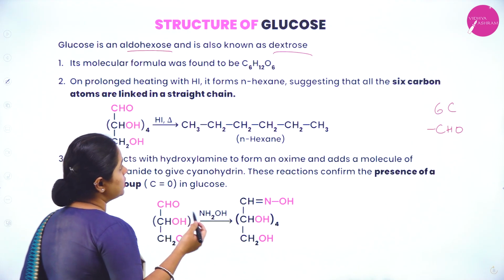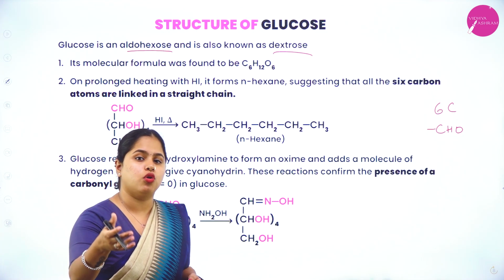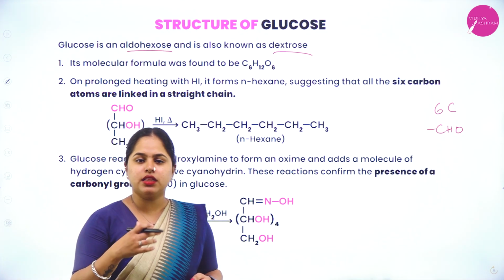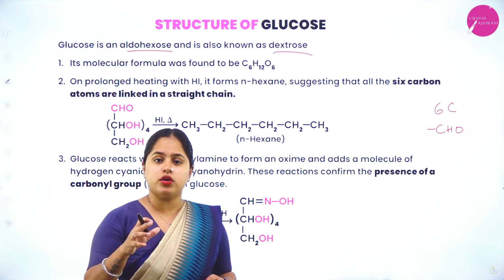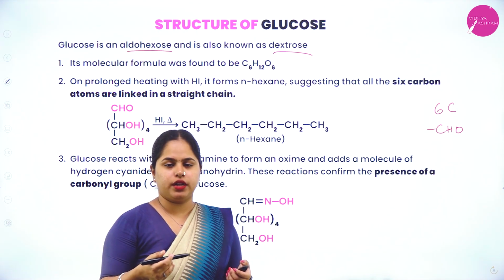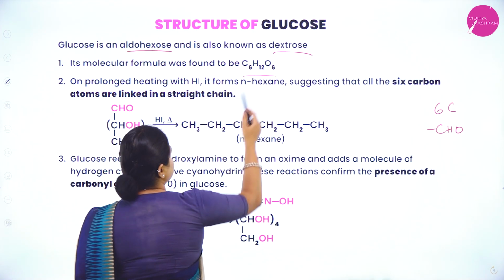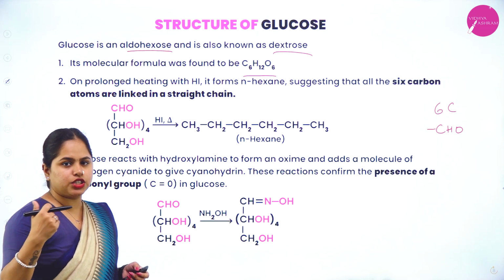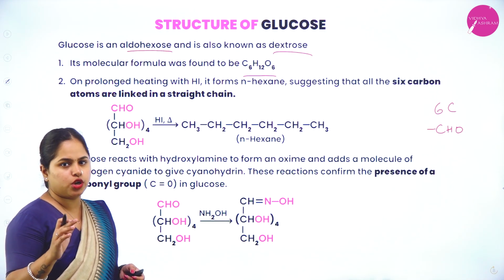Also it is known as dextrose. Now what is this dextrose? Dextrose stands for dextrorotatory. Already we have discussed, this is optically active. So it has the ability to rotate the plane polarized light. It will be rotating it towards the right. That is why it is called dextrorotatory, or else dextrose. Clear? So its molecular formula was found to be C6H12O6. Now as discussed, we are going to see the various reactions with various reagents, so that we were able to conclude the structure of the glucose.